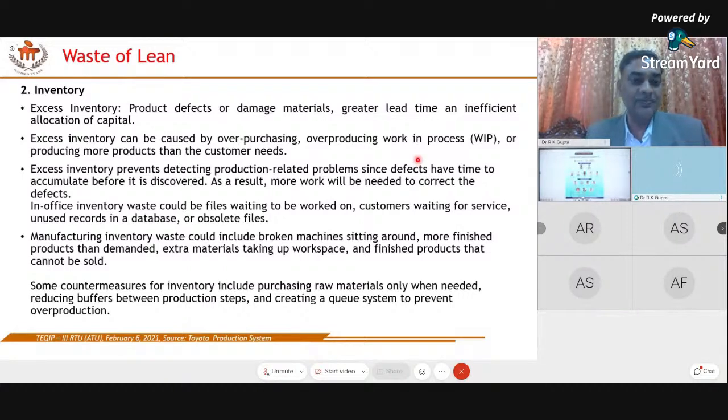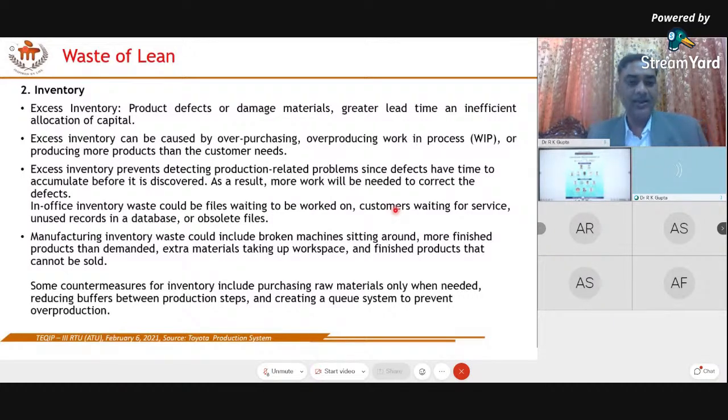Then excess inventory prevents detecting production related problems. If we are keeping the item in the inventory, that is another problem: we can't detect the defects in the inventory or in the production. So production related problems increase by keeping the item in the inventory, and they have time to accumulate before they are discovered. And this is going to accumulate and accumulate. As a result, more work will be needed to correct the defect. So there are two types of defects: one is the rework, or the scrap. So scrap may increase, or it may go to rework.